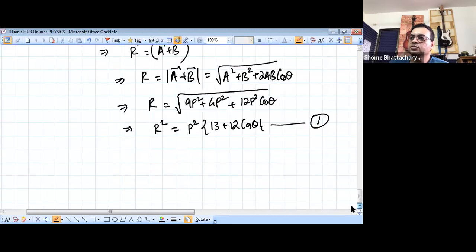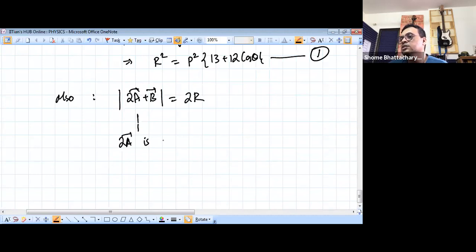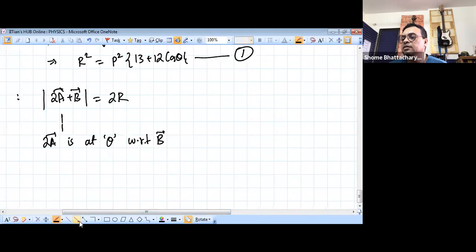Now next, it's also saying that 2A plus B apparently has a magnitude which is equal to 2 times R. So now notice something interesting. 2A is at theta with respect to B, because if the angle between two vectors is theta, and we have doubled one of them.